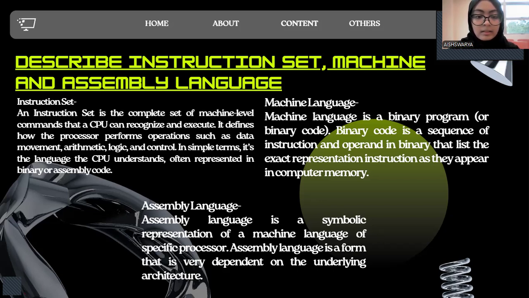Thirdly, assembly language. Assembly language is a symbolic representation of machine language for a specific processor. Assembly language is a form that is very dependent on the underlying architecture.